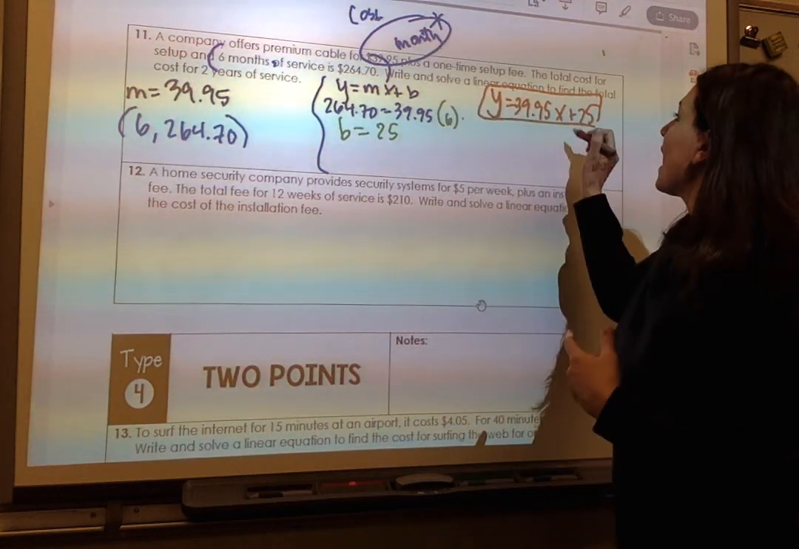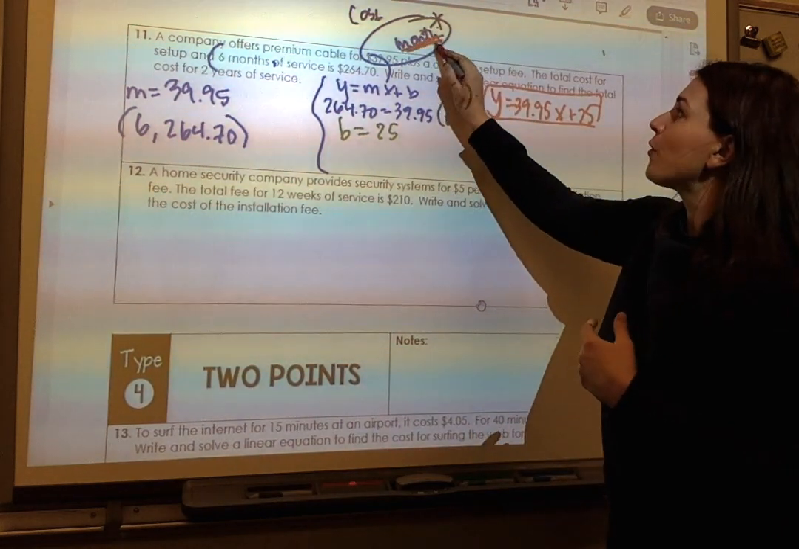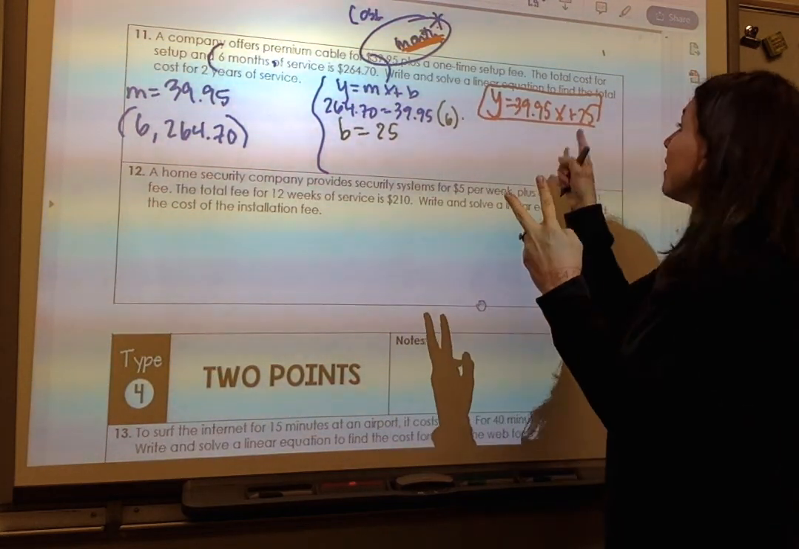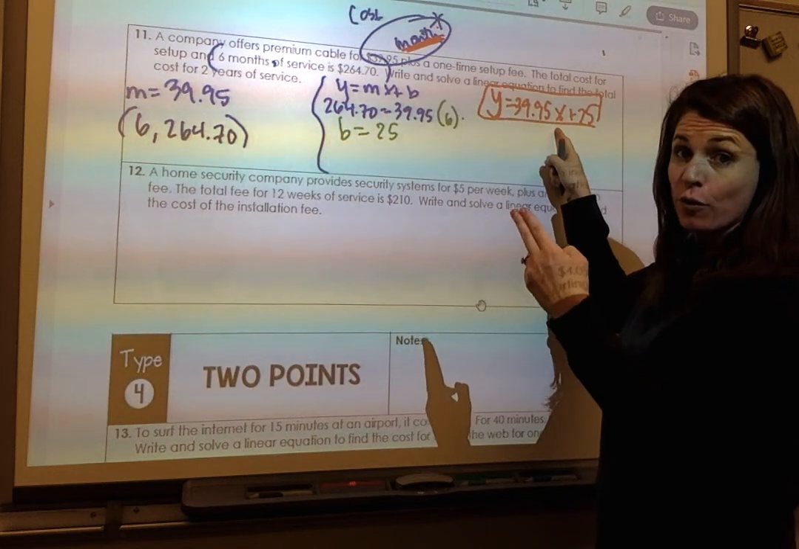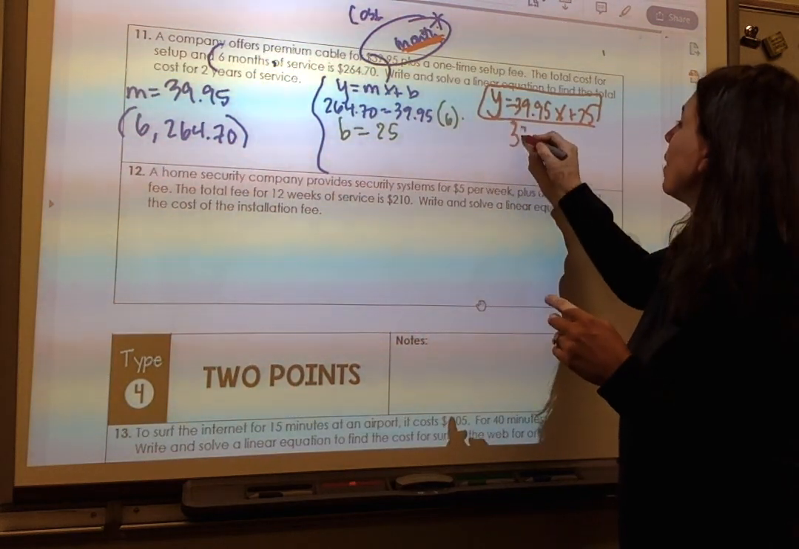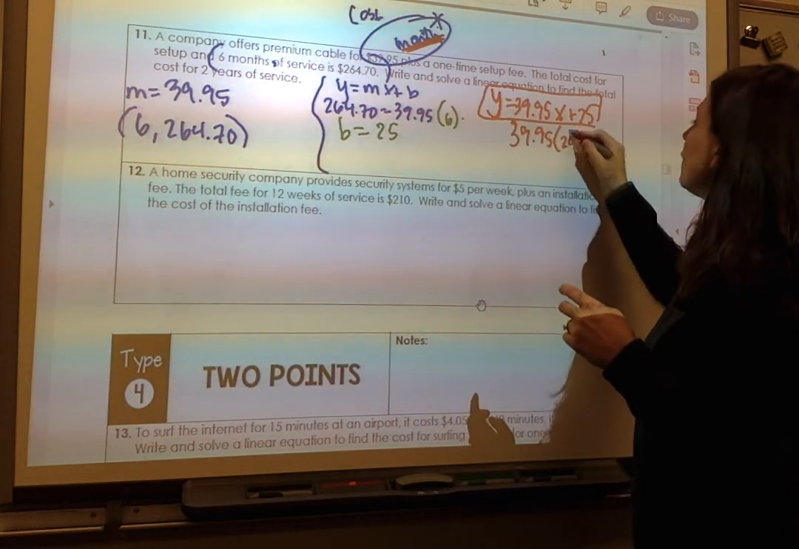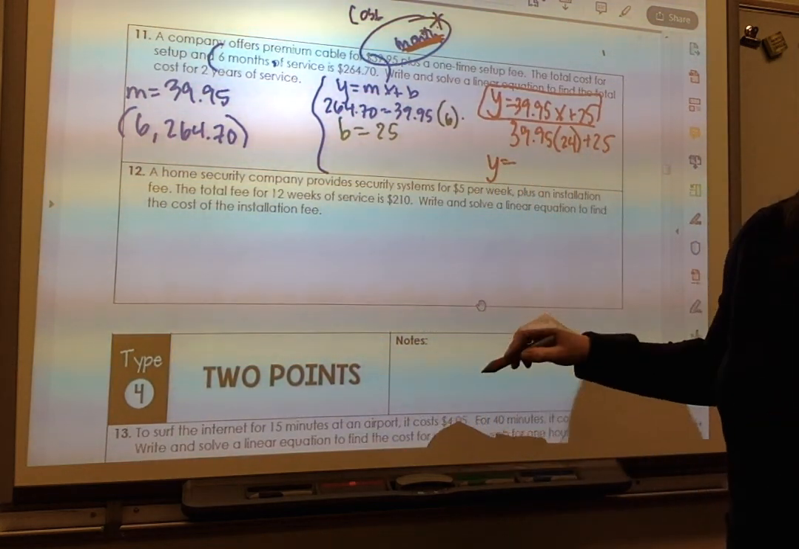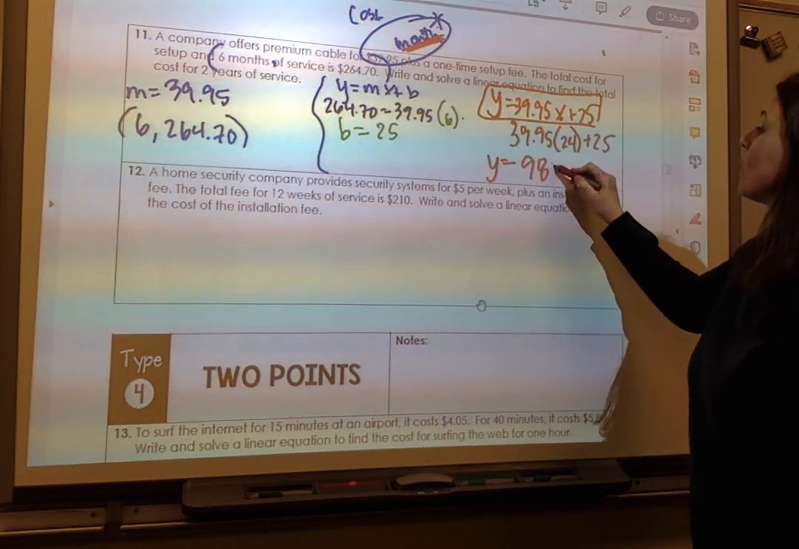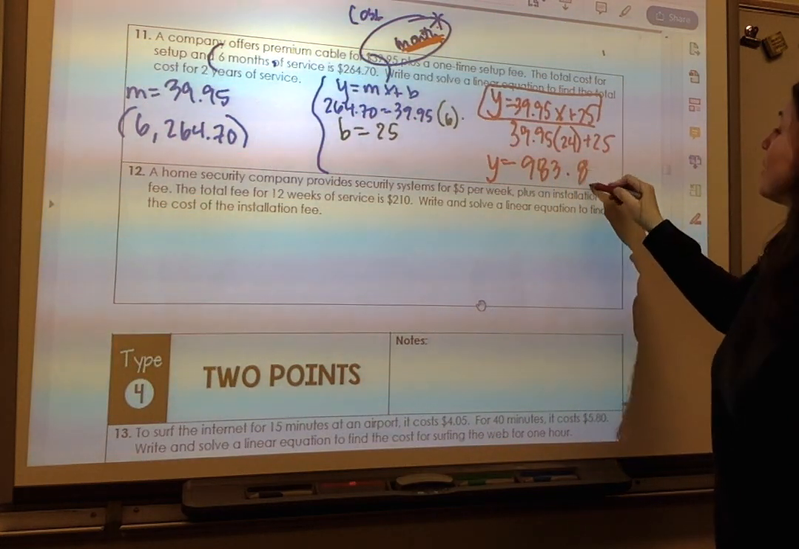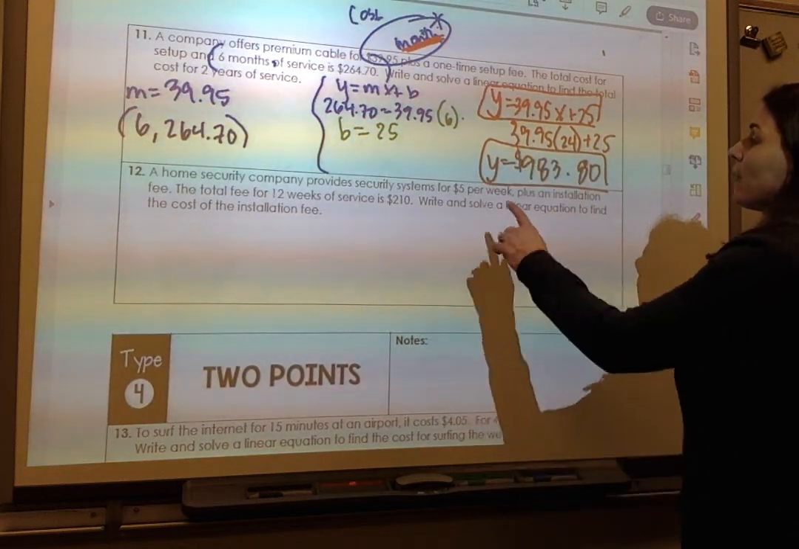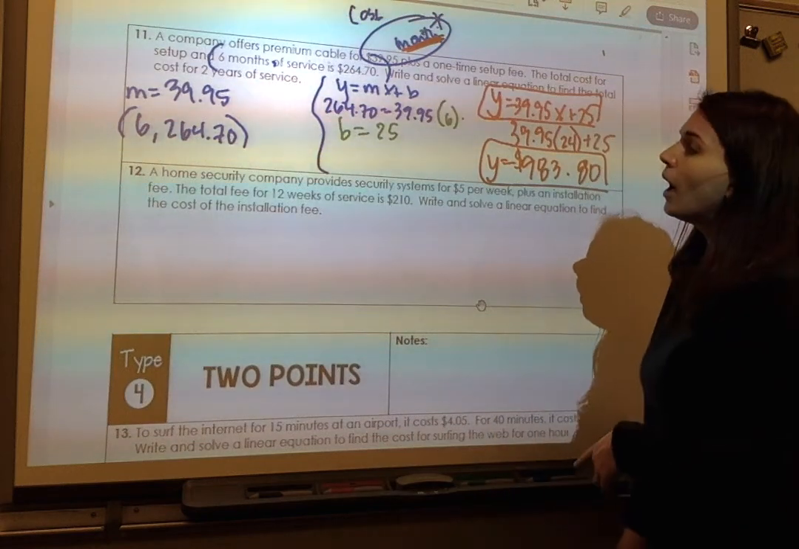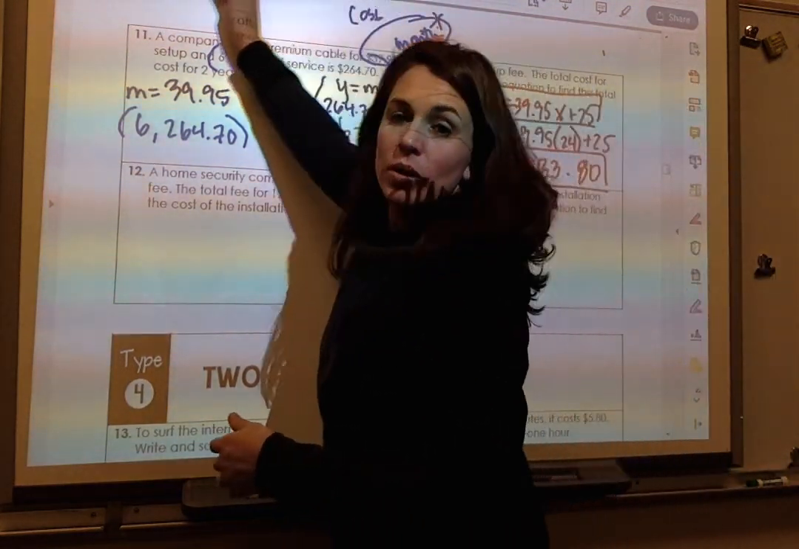Well, what did we say X stands for? X stands for months. It's asking for 2 years. So how many months? This has to be in months. That's the form. So 2 years is 24 months. So 24 months is 2 years. And then Y, my total cost here, is going to be $983.80. That's my cost of cable for 2 years. Actually, that's pretty cheap. Ask your folks. I bet that's really cheap. Okay, that's number 11.